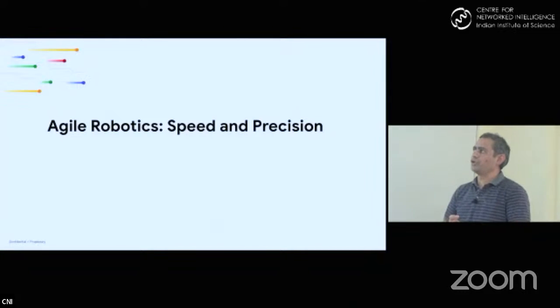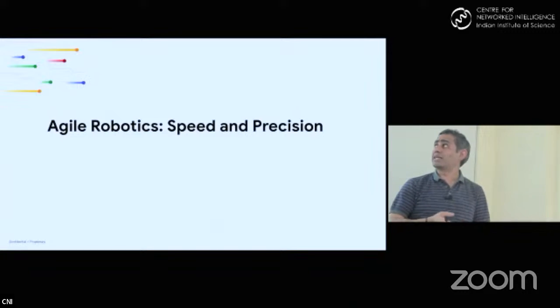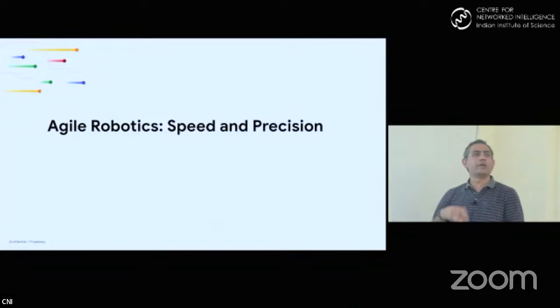Cool. Continuing on the different domains, so switching gears again. Now I'll cover some projects in agile robotics where speed and precision matter.